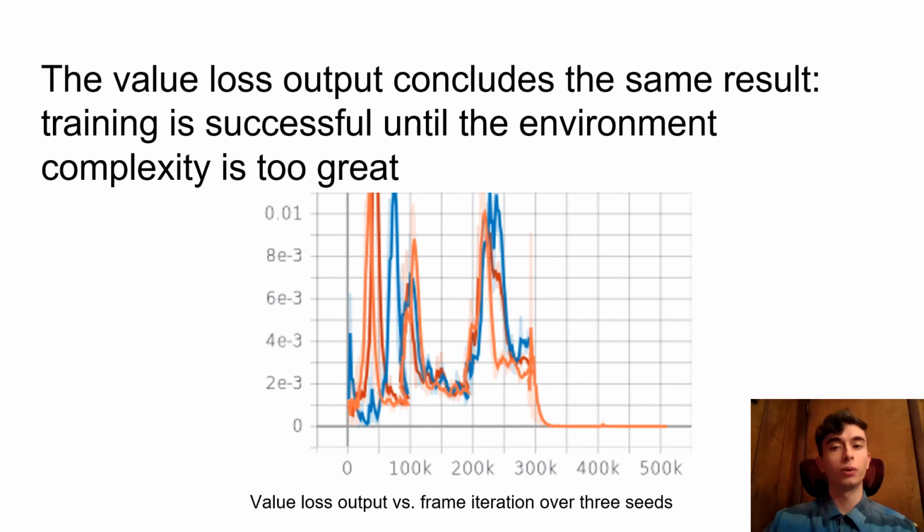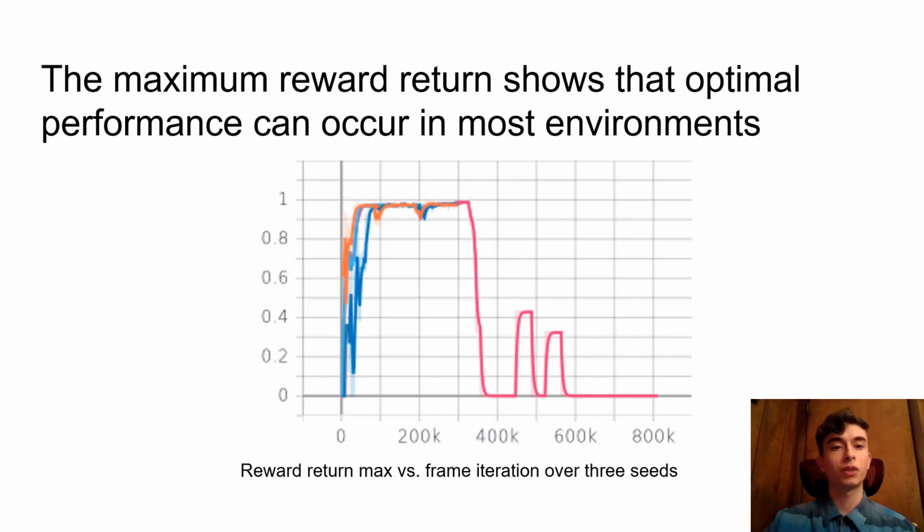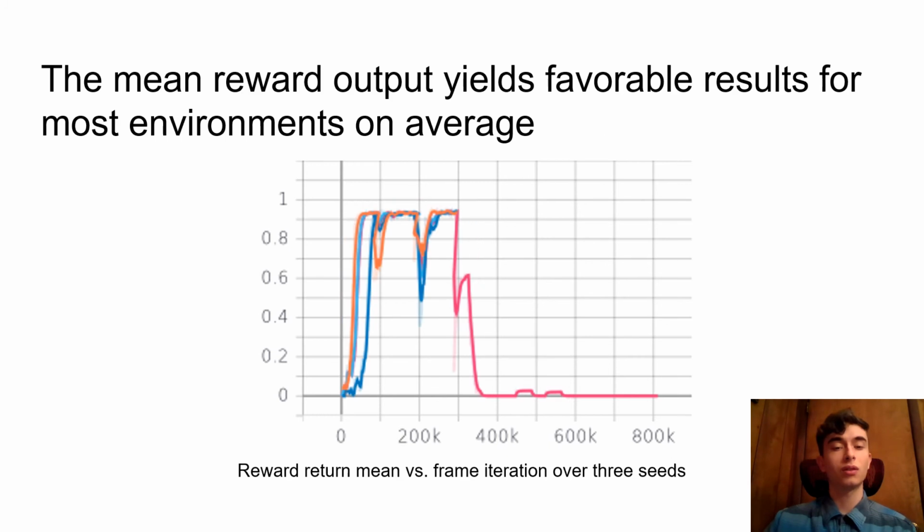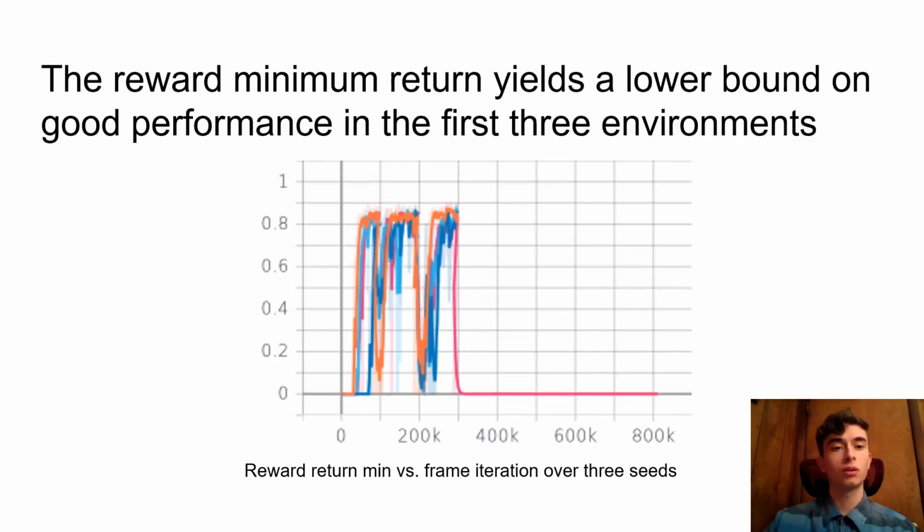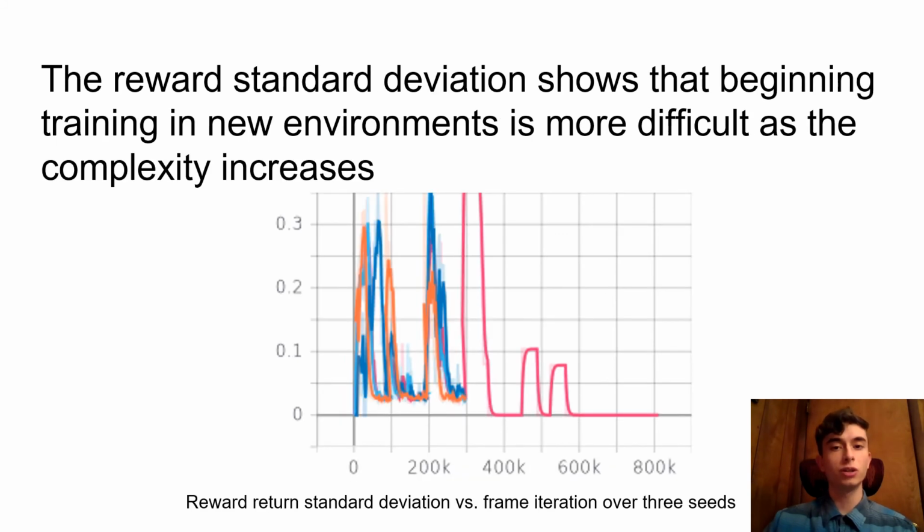The value loss output concludes the same result. Training is successful until the environment complexity is too great. The maximum reward return shows that optimal performance can occur in most environments. The mean reward output yields favorable results for most environments on average. The reward minimum return yields a lower bound on the good performance in the first three environments. The reward standard deviation shows that beginning training in new environments is more difficult as the complexity increases.